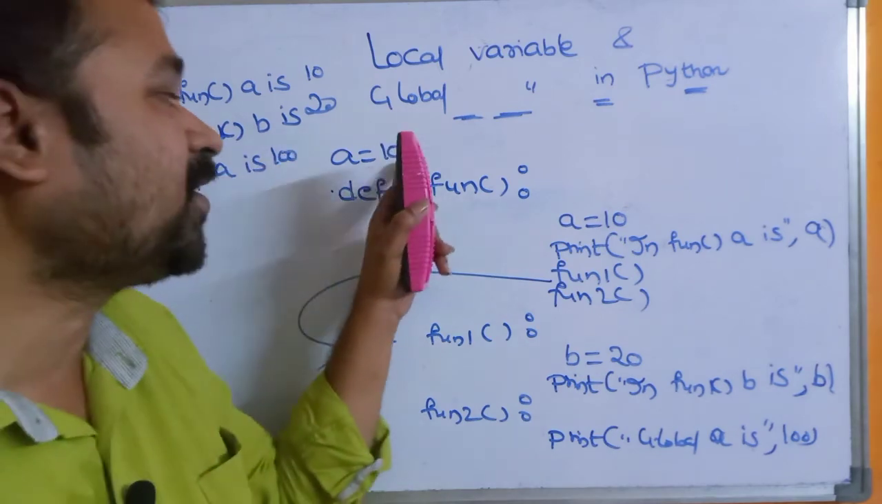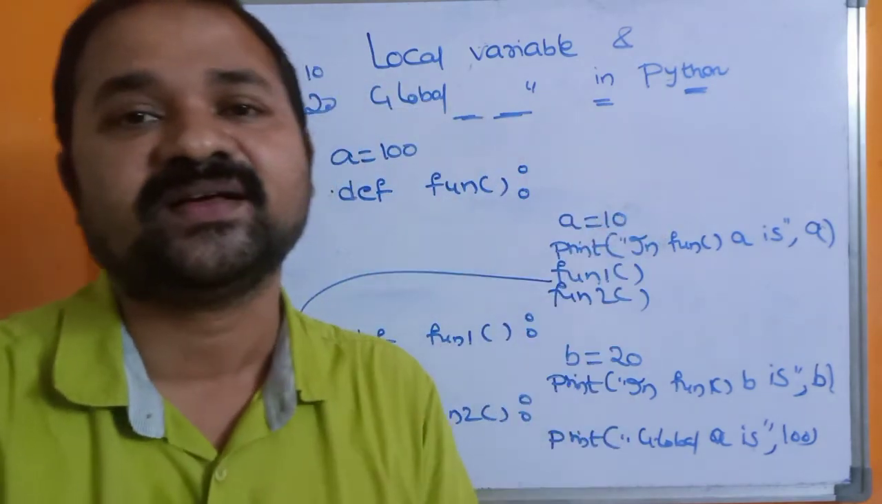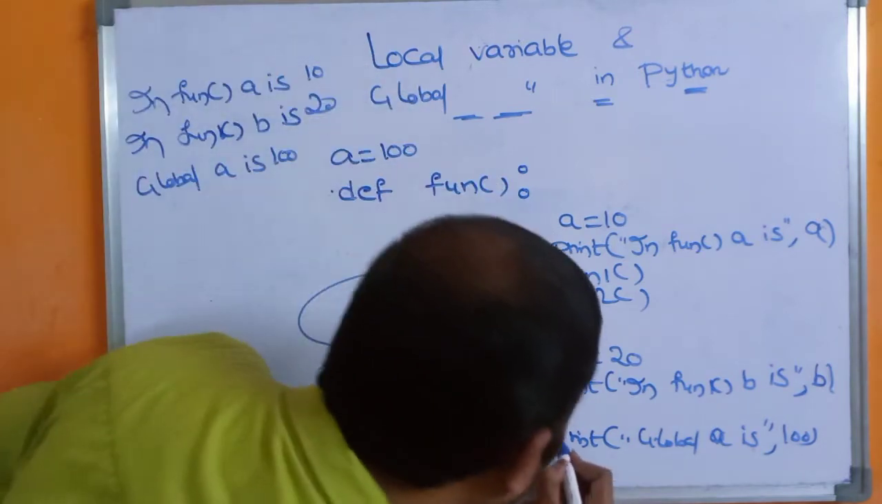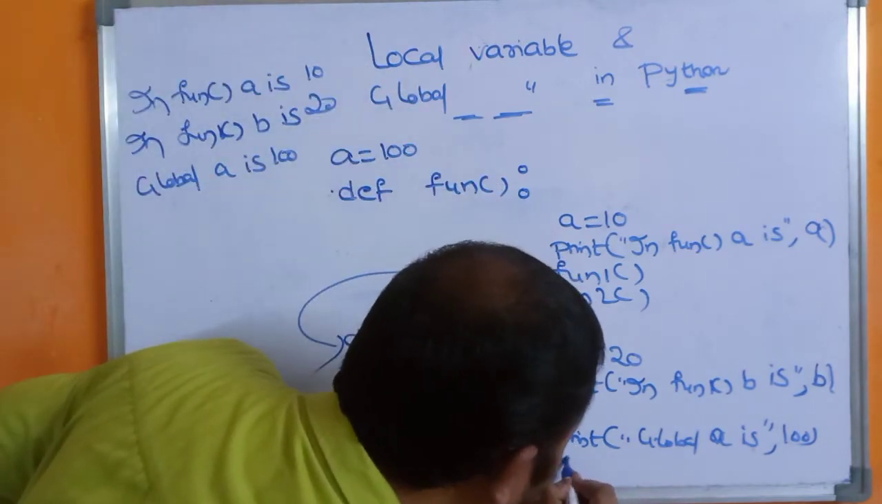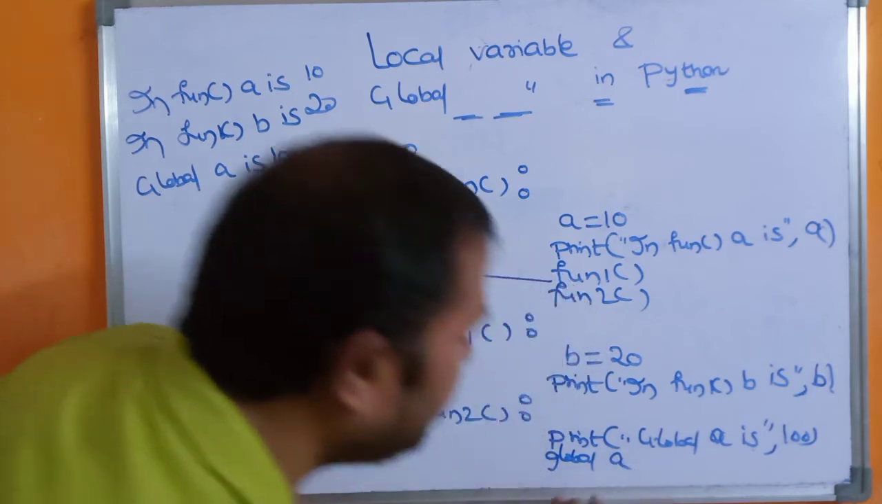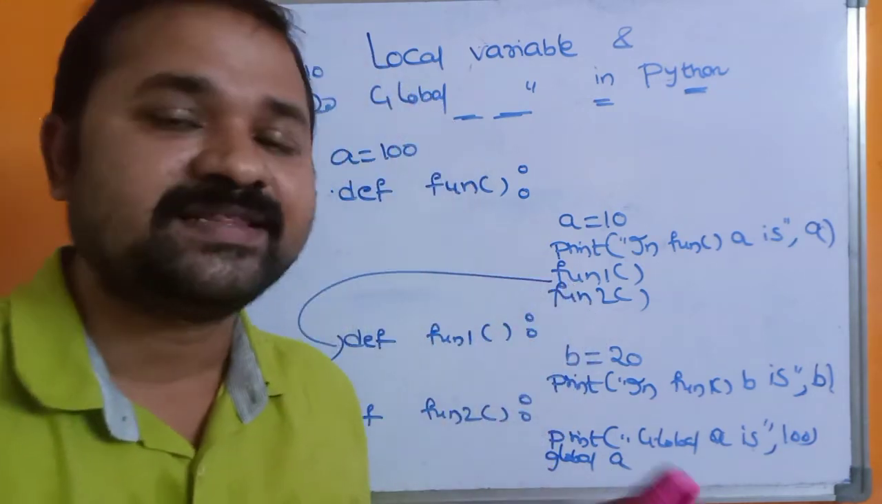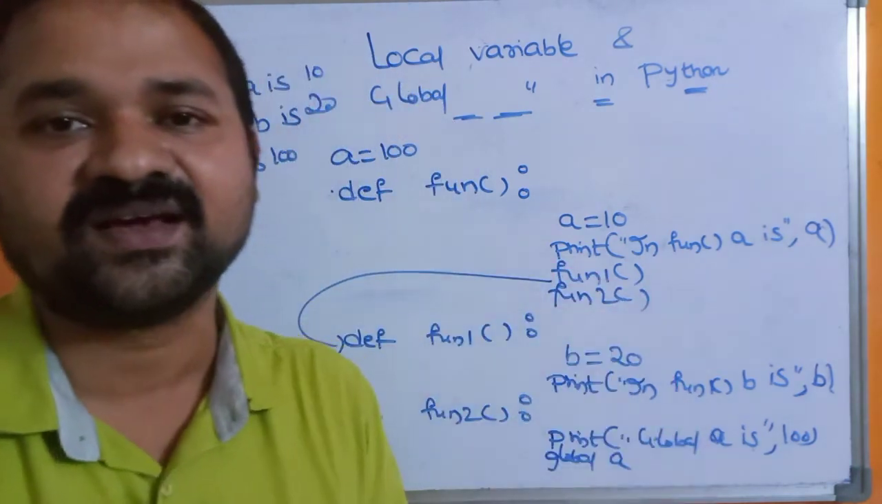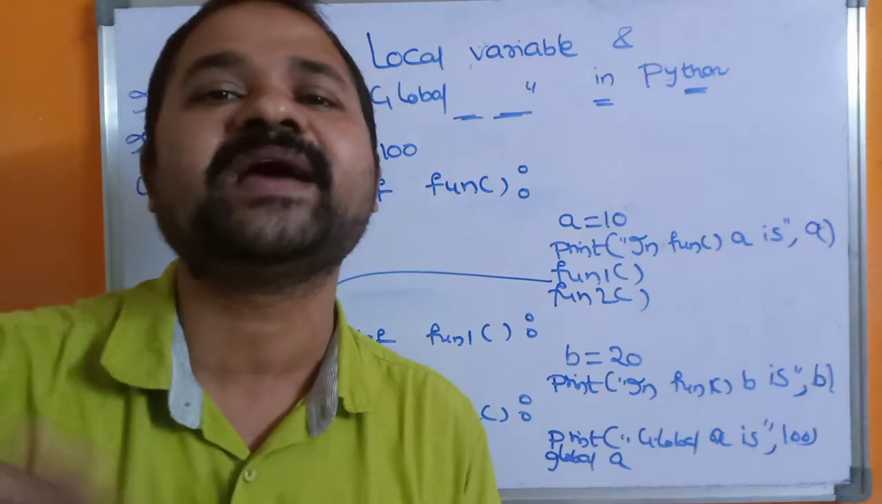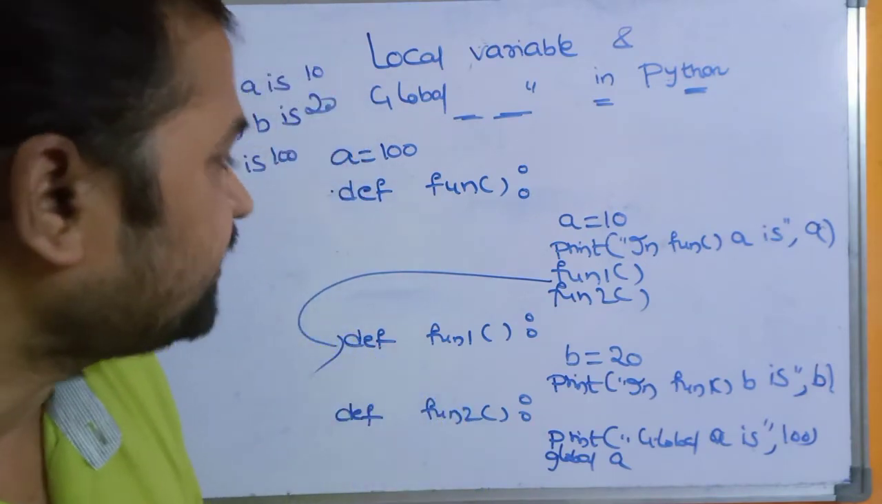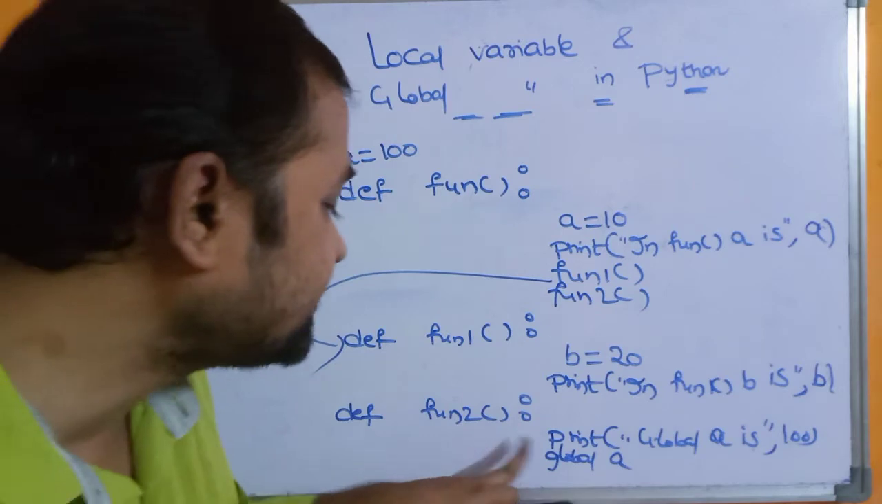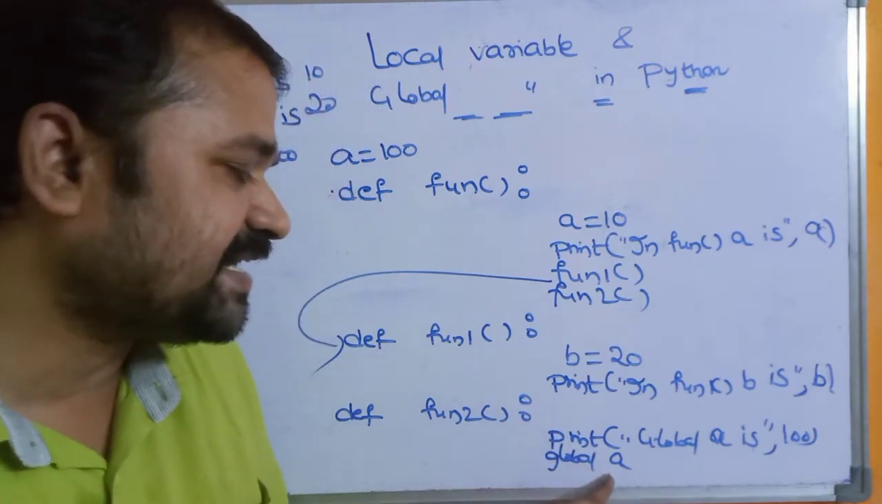But if we want to perform some operations on a, then we have to use a statement called global a. Whenever this statement is declared, then only we can access that a. Otherwise it is not possible in Python programming. Here our target is we want to use this a inside this function too. So let us declare global a.